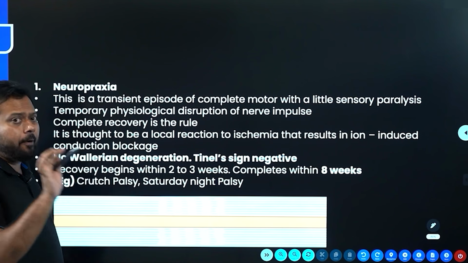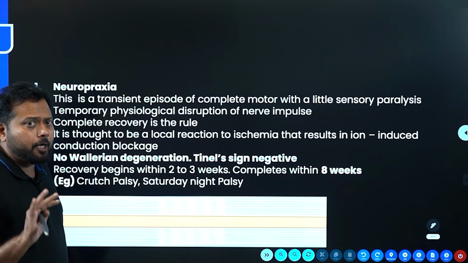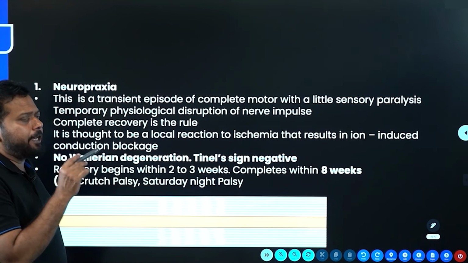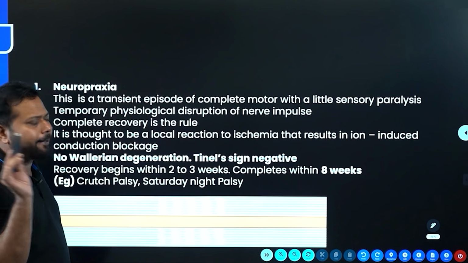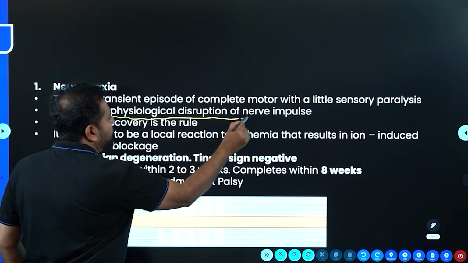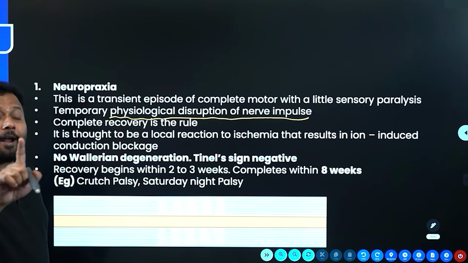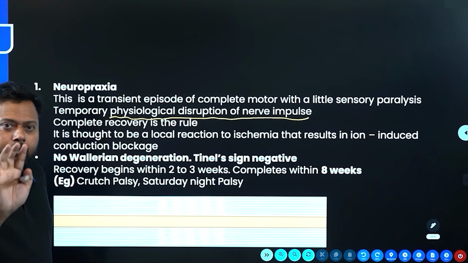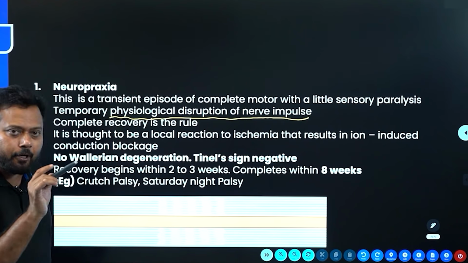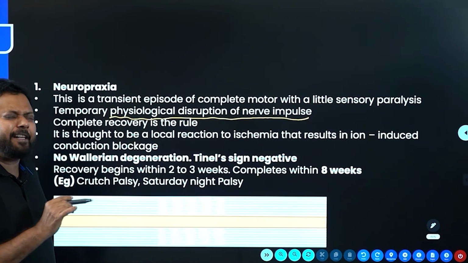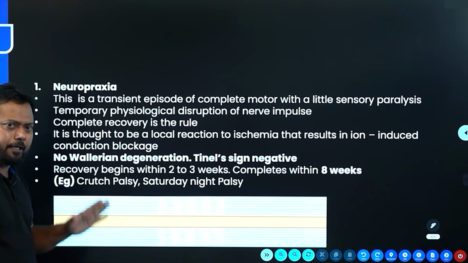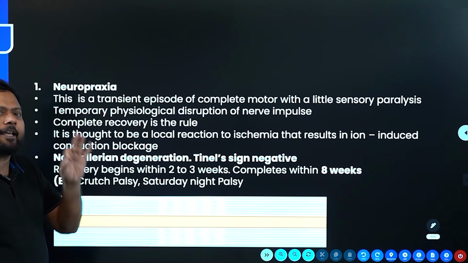Complete motor. See, each and every point you should take down, dear friends. There is no shortcut in this. You should take down: it is a transient episode of complete motor with a little sensory paralysis. Temporary physiological disruption of the nerve impulse. That means there is no anatomical damage. Just a stretching, there is no anatomical damage. That's what is meant by physiological disruption of nerve impulse. Complete recovery is the rule. When you just do some physiotherapy and give a rest, complete recovery is the rule.